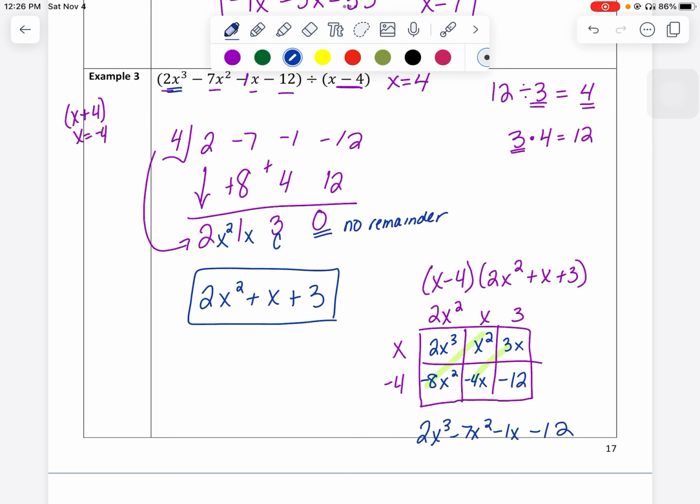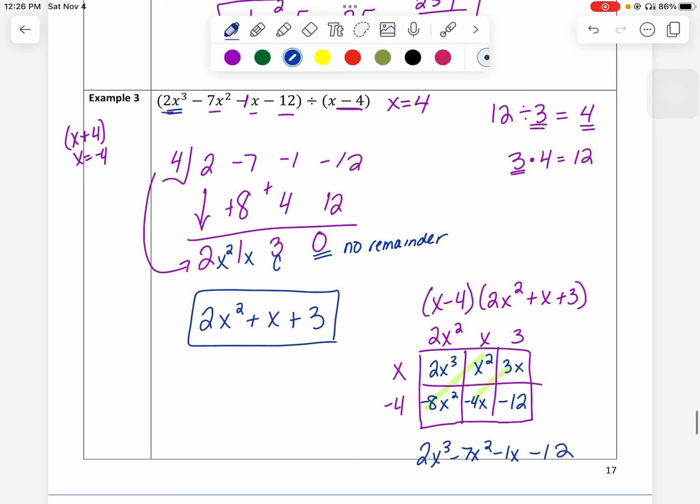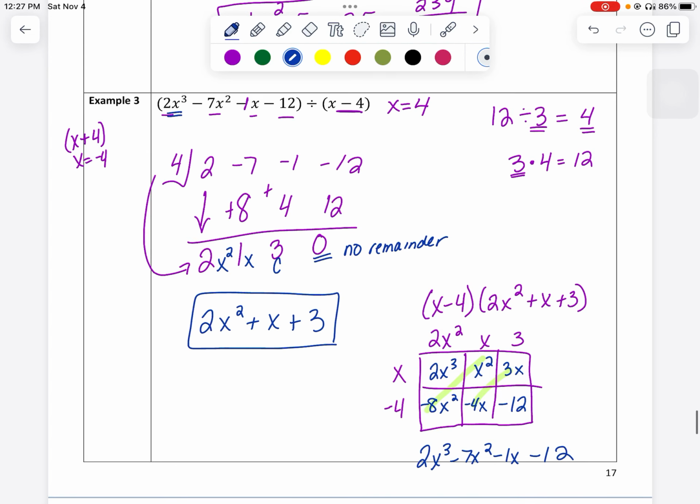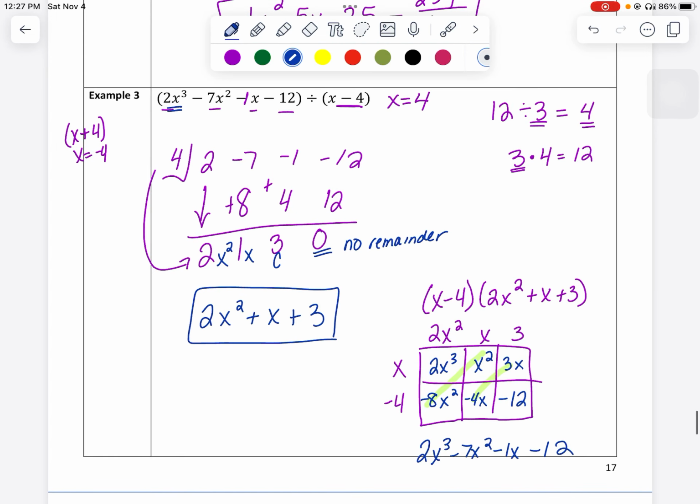So if you divide a polynomial by another polynomial, and you get a remainder of 0, which means you do not have a remainder, that means that what you divided by and the answer you got are factors of what you started with. So that's kind of neat. And we'll use that more in the next unit.